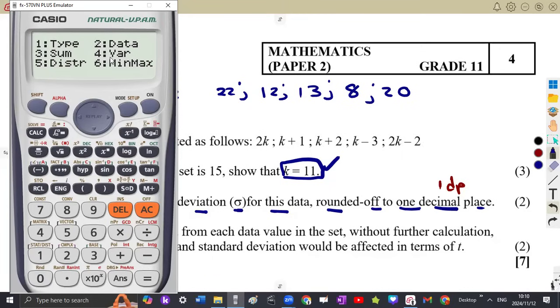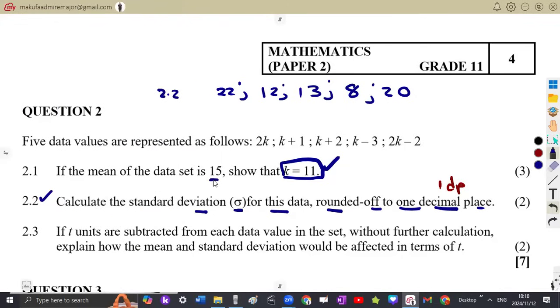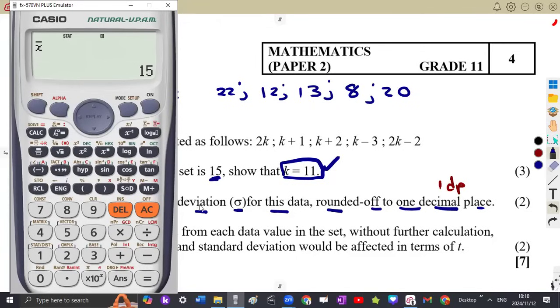Under that, go to the variance on number 4. With this, number 3 gives us the standard deviation. Number 2 is of the mean. We do not want the mean, but if you want to see that mean that is 15, you can press that 2 and see that your mean is 15. That is to prove that your mean is exactly 15. But as we do not need the mean, we need the standard deviation.